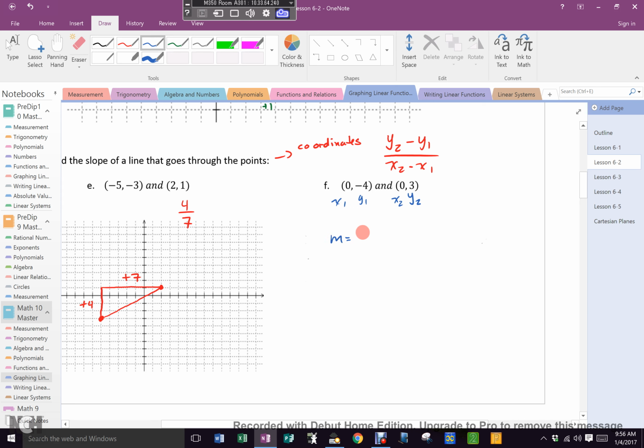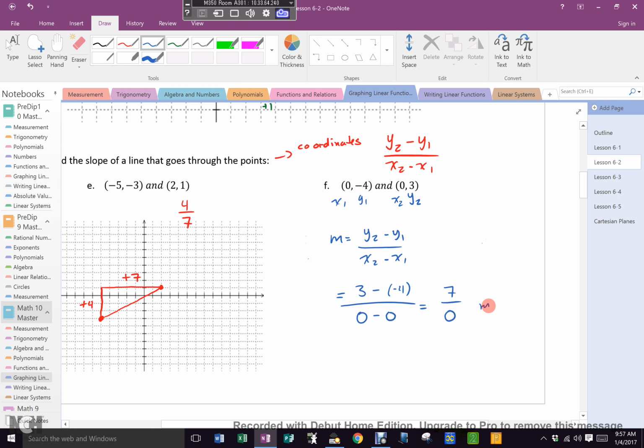Slope equals y2 minus y1 over x2 minus x1. What's y2? 3 minus, what's y1? -4. What's x2? 0. What's x1? 0. What's 3 minus minus 4? Over. Is that allowed? No.